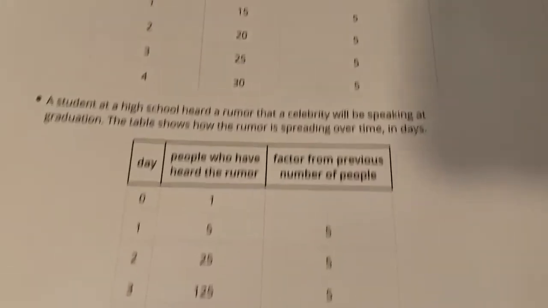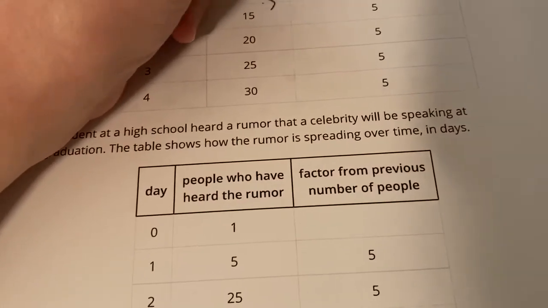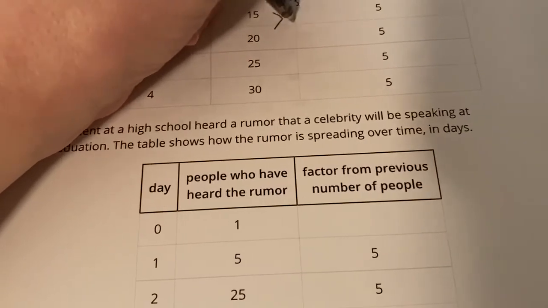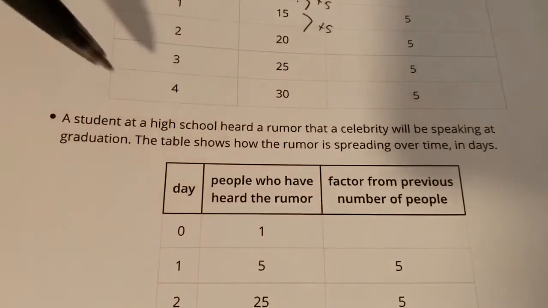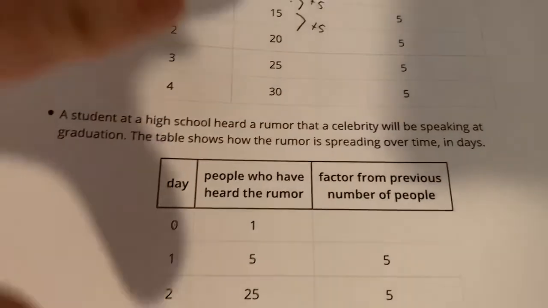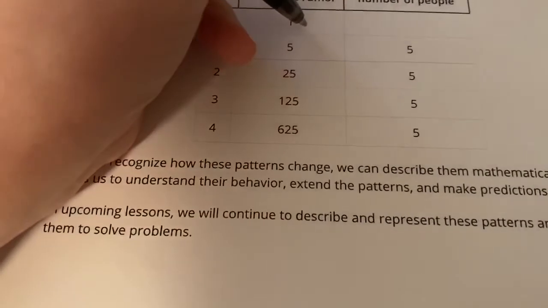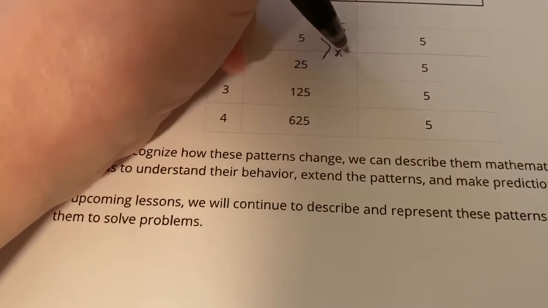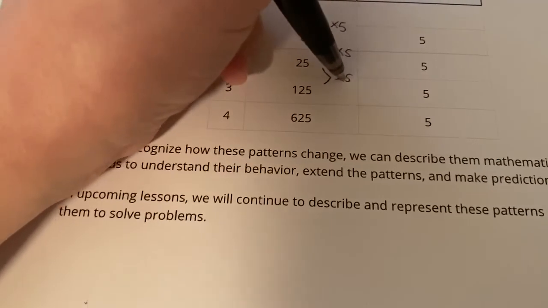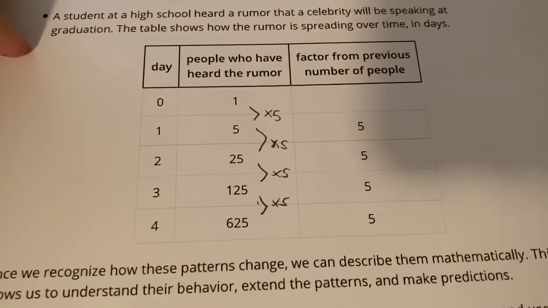So looking at these, if this one was adding 5 every time, so it's plus 5, and so on, this one would be a linear growth. This one is multiplying by 5 every time. It has that common factor. This one would be growing exponentially. It's an exponential growth.